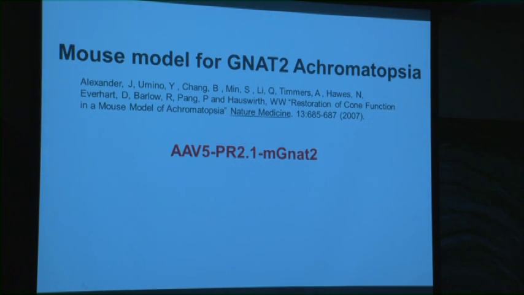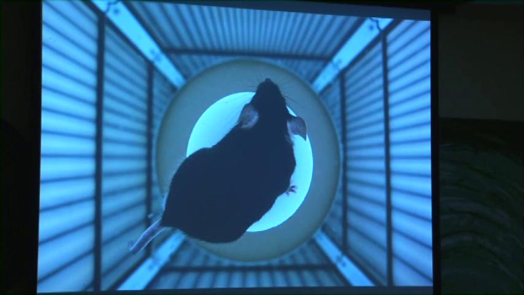Okay, first model that we studied was this GNAT2 model, a relatively rare form of achromatopsia, and the vector is the serotype 5 PR2.1 using the mouse GNAT2 cDNA, and that was published in 2007. So what I'm going to do is give you only a behavioral outcome for each of these animal models, not the ERGs, not the structure. Just have to assume it's there, or the referees wouldn't have accepted our publications.